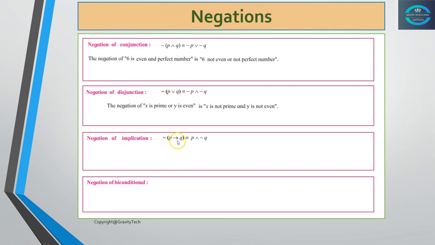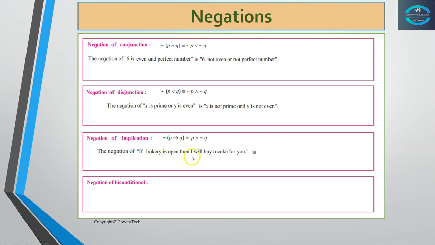Negation of implication. If P then Q, how does its negation come? P and negation of Q. Remember. So negation of if P then Q is what? P and negation of Q. So let's take an example.